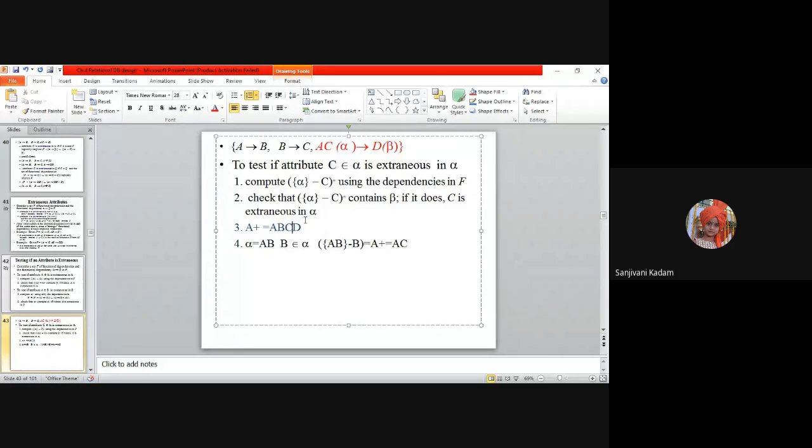And now the last rule says to check whether this closure contains beta. Right now my beta is D. Now D is available in the closure. Yes, it is available. Then C is extraneous in alpha. It means C is not necessary, and C is an extraneous attribute in the given functional dependency, and hence we can remove that attribute from the given functional dependency.